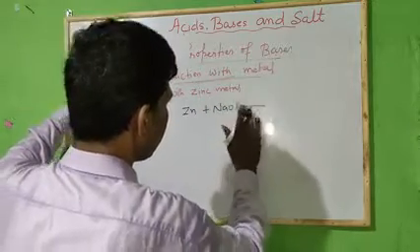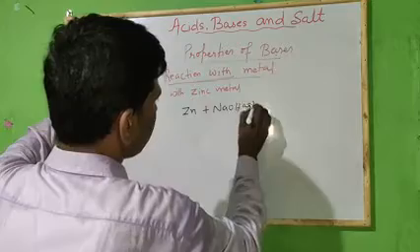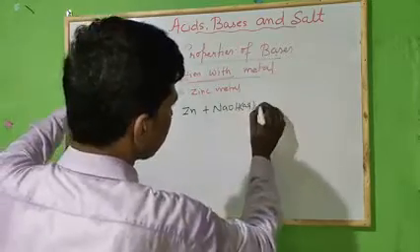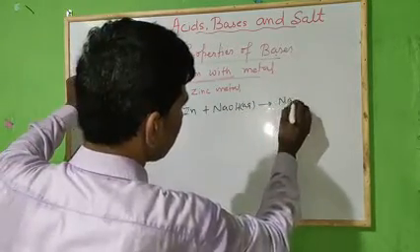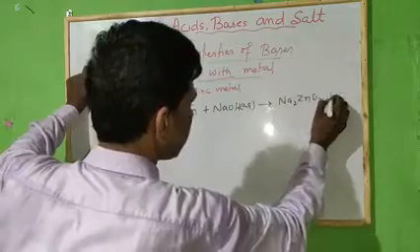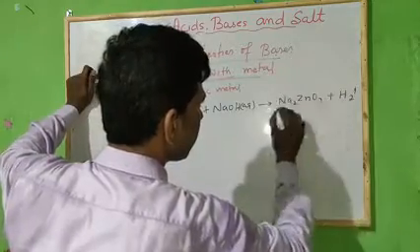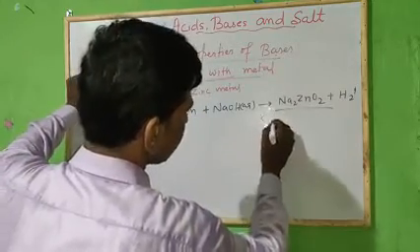So when this zinc reacts with sodium hydroxide, it will form Na2ZnO2 plus release of hydrogen gas. This is sodium zincate.